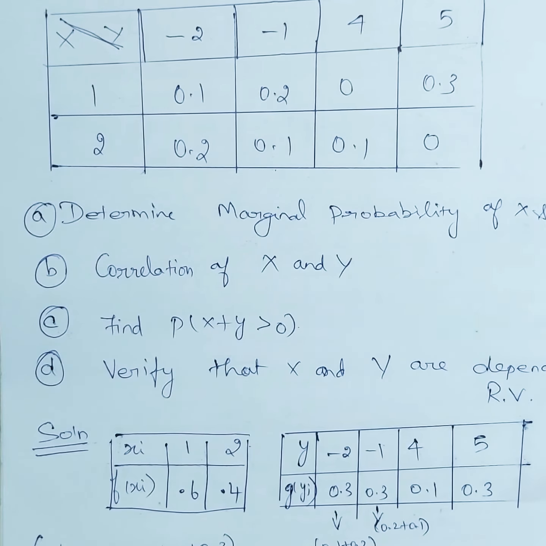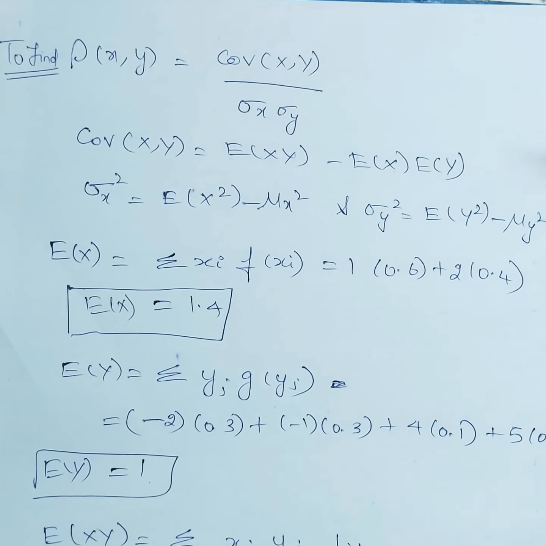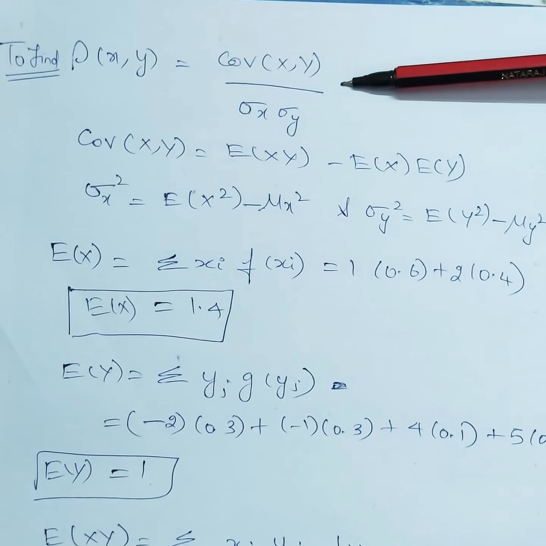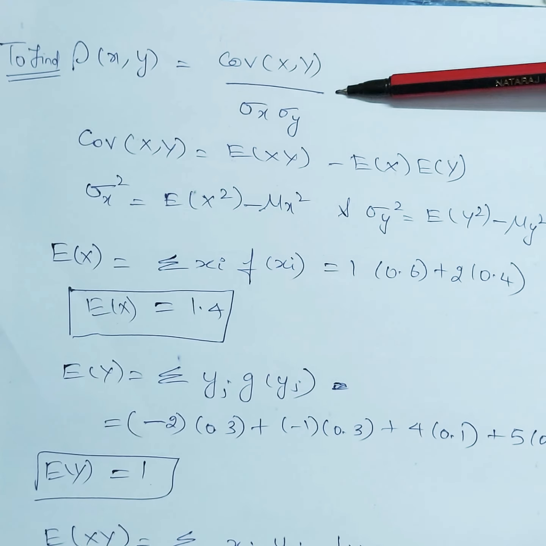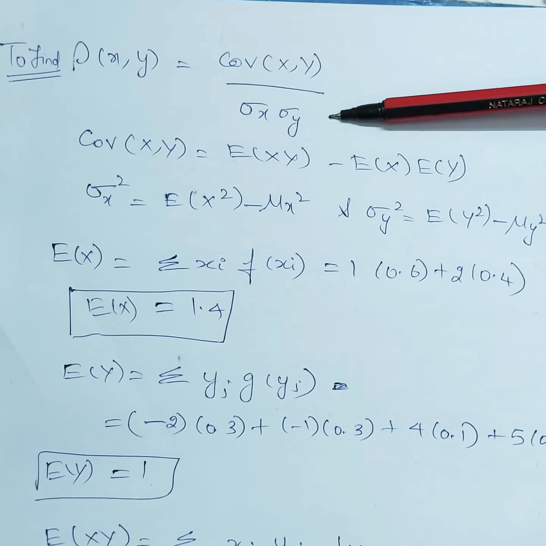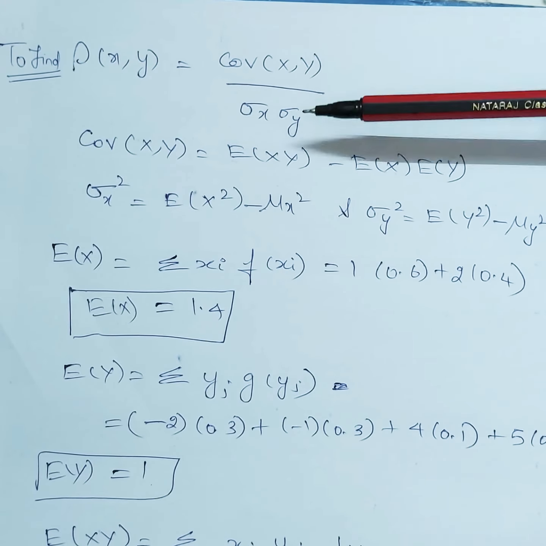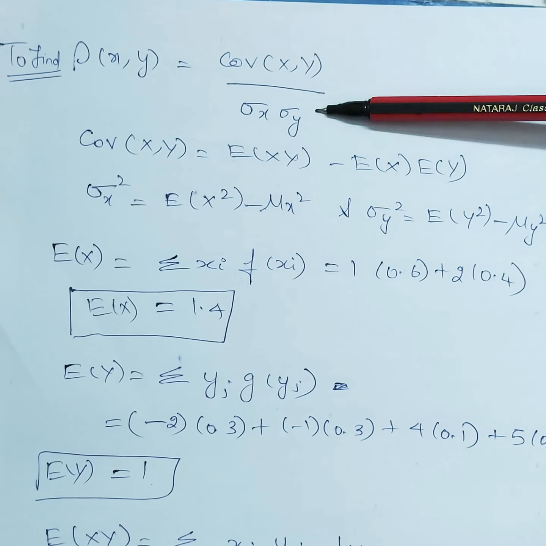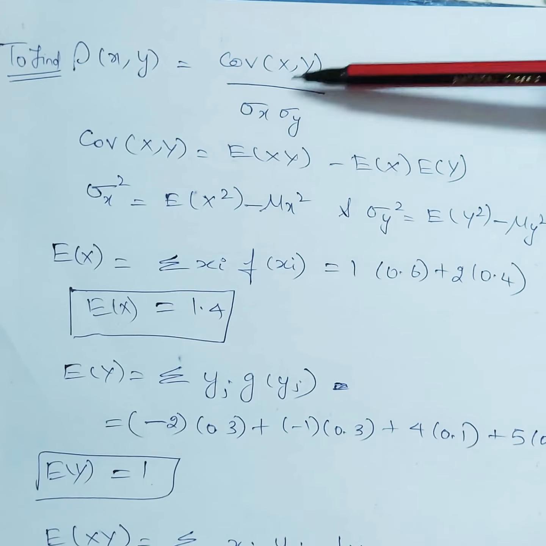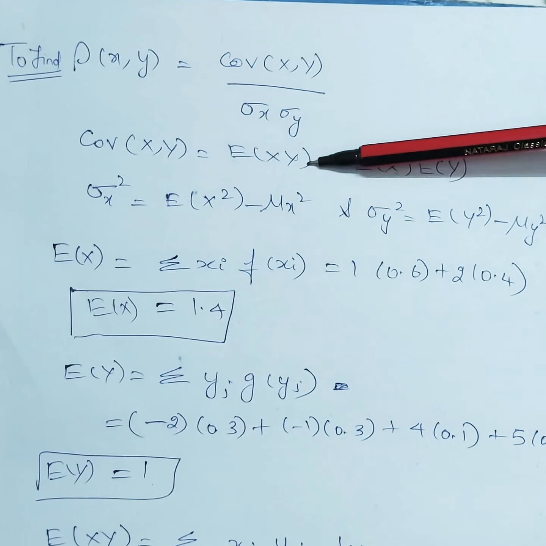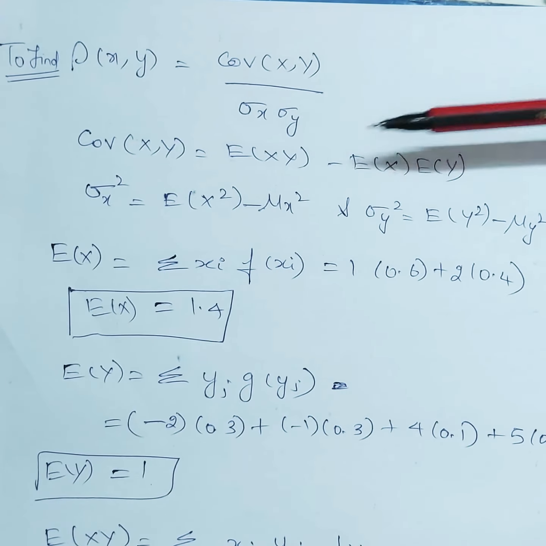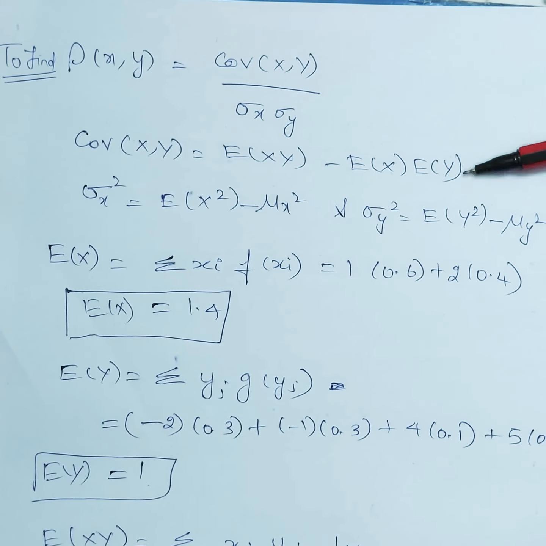Now we'll go for the next one, that is the correlation of x and y. What is the formula to find the correlation? So this is the formula. Correlation is nothing but covariance of x comma y divided by sigma x and sigma y. So what are the things that we require? We need covariance of xy, we need sigma x and sigma y. So what is the formula for covariance of xy? Expectation of xy minus expectation of x into expectation of y.